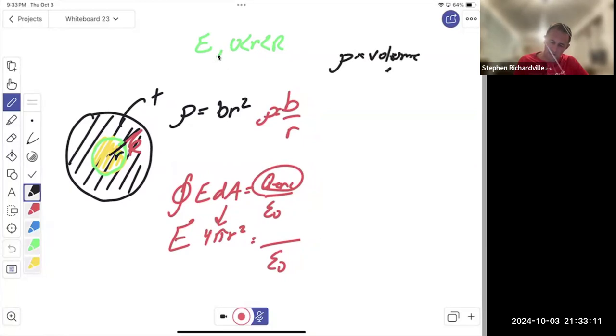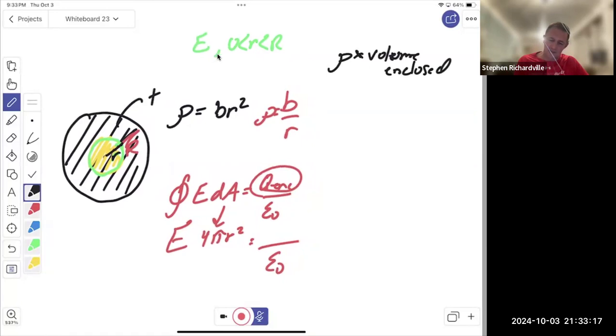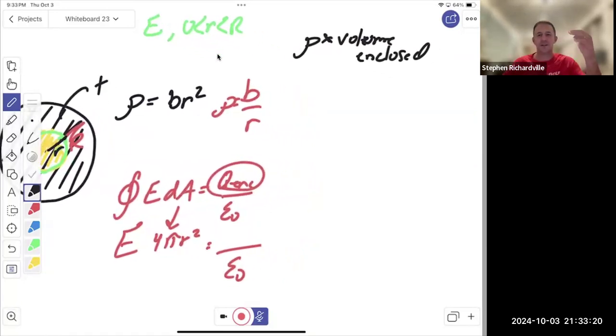So don't write this down yet. I would love to be able to do density times volume enclosed, because density generally is charge total over volume total. And to get Q enclosed, I would just multiply that by volume enclosed, right? So like density times the volume enclosed, and I'm good. Like 4/3 pi little r cubed.